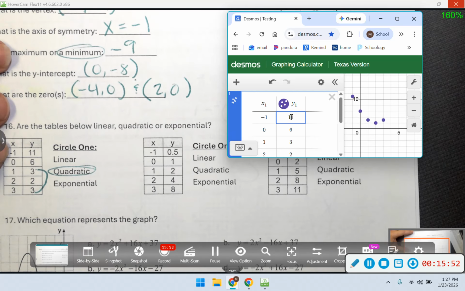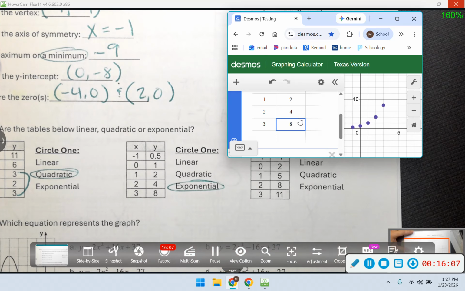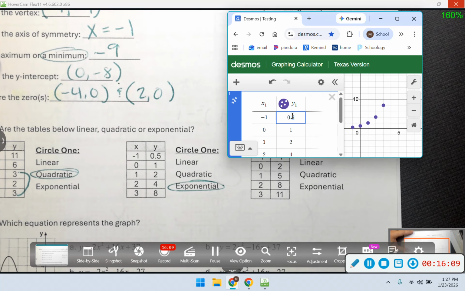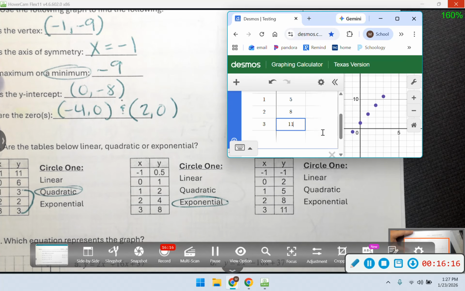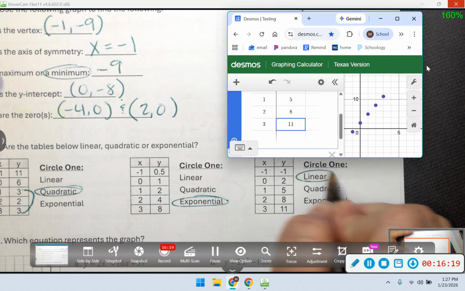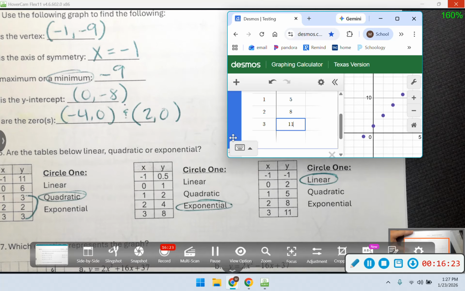Okay, the next one. 0, 0.5, 1, 2, 4, 4, 8. And now that looks like a skateboard ramp, so that is exponential. And then lastly, this is negative 1, 2, 5, 8, 11. And I can see that that is super linear. So there's my answer. If they look a weird shape, please make sure you click the magnifying glass because that will zoom in perfectly so you can tell what it is.